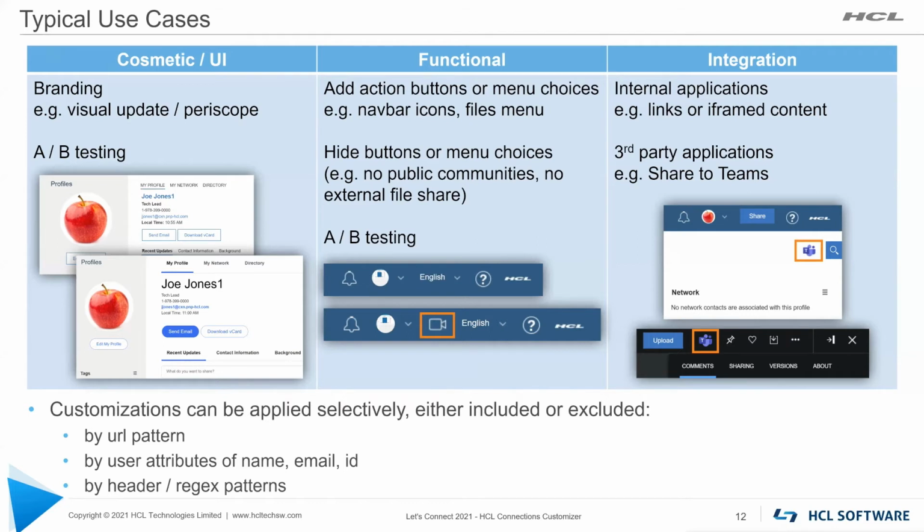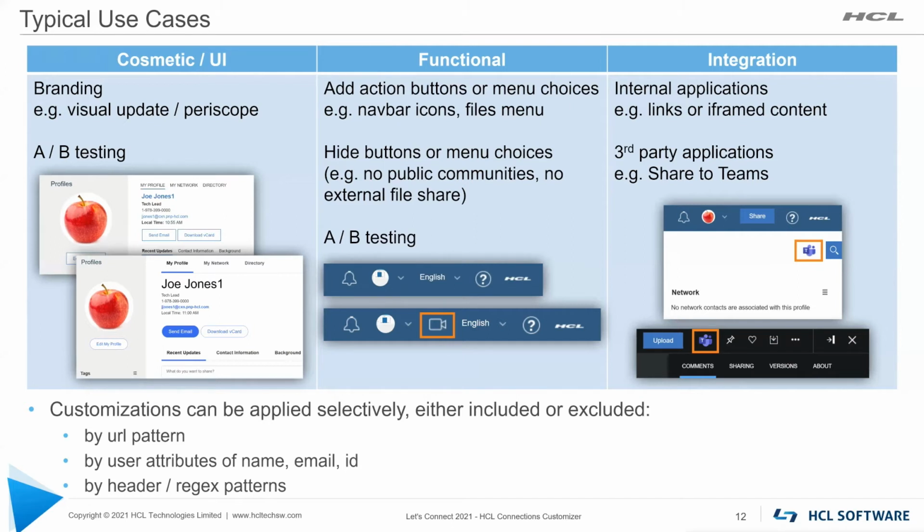It's relatively straightforward to inject some modified styling information to manipulate purely the way things look on the glass. It's also a pretty good way to do A/B testing if you're thinking about doing some changes to your overall theme, your look and feel of your systems. Because Customizer allows you to target changes based on your end users or URL pattern or other attributes like header patterns, you can very easily have these customizations apply to some sets of users but not others.